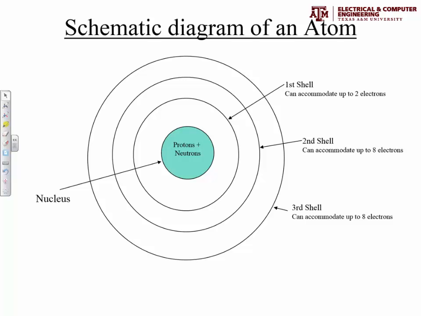There is a formula, which you may have come across in high school, about how many electrons can be accommodated in each of these orbits.